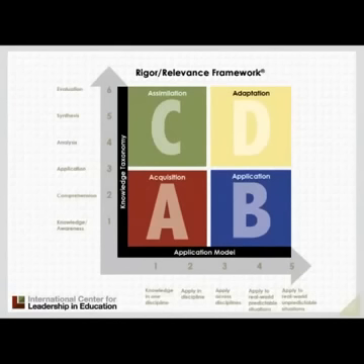Taking these two scales, we divide them simply into high and low and end up with four quadrants of learning. Quadrant A is low on the cognition scale and low on the application scale. And Quadrant D is high on both scales. Quadrant B reflects higher degrees of application. Quadrant C reflects higher degrees of knowledge.